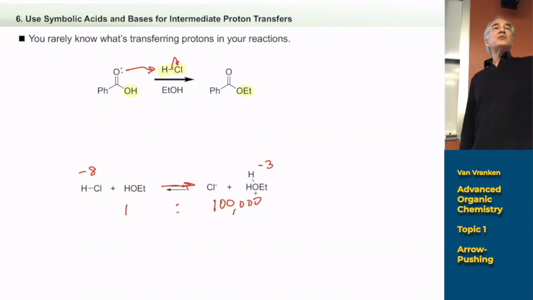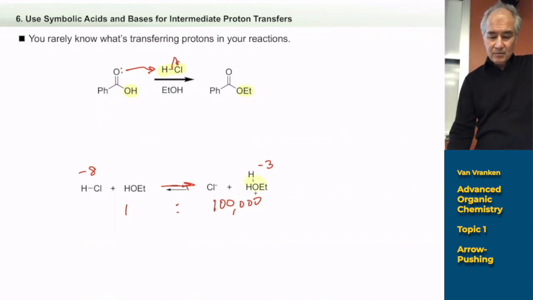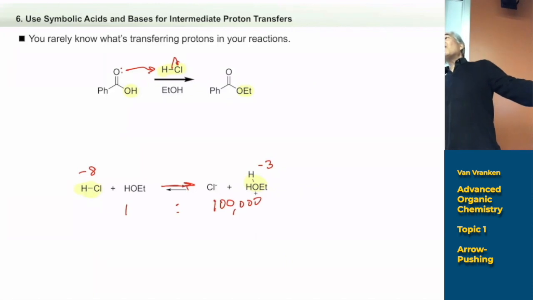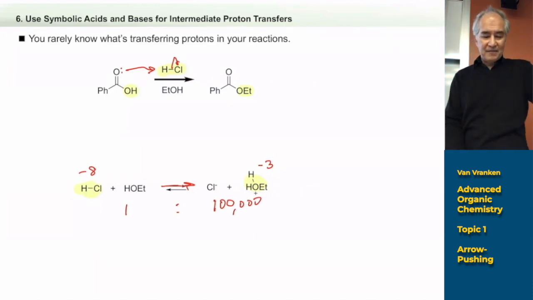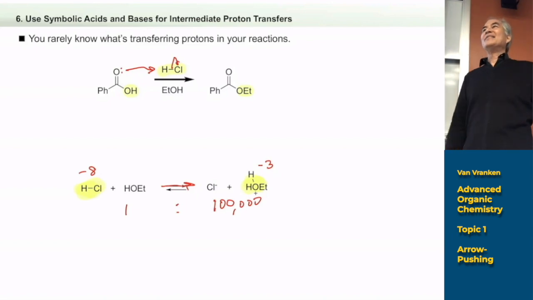So which of these is protonating the carbonyl? What's protonating the carbonyl here? Is it this? Well, there's more of it. Or is it this? Well, it's 10 to the 5th more powerful. Is it the acid that's 10 to the 5th more powerful, or is it the acid that's 10 to the 5th more abundant? This is 10 to the 5th more powerful. This is 10 to the 5th more abundant. You have no way to know that. I have no way to know that.